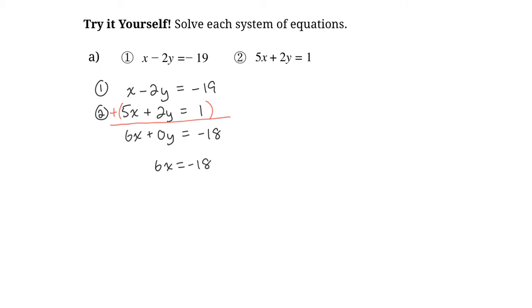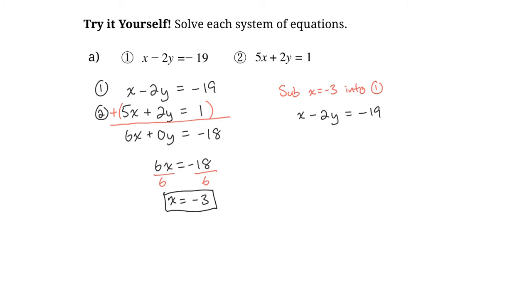And it's a really simple equation to solve. We're just going to divide by 6. So x is equal to negative 3. But we're not done yet. We need to find out what y is equal to. So we're substituting that x value, x is equal to negative 3, into one of the original equations, and I'll just put it into the first equation.